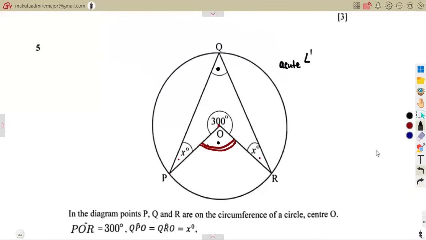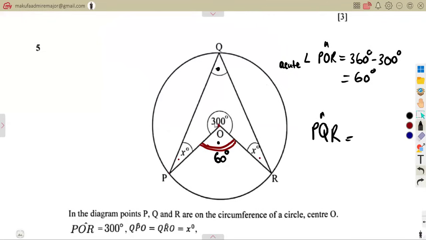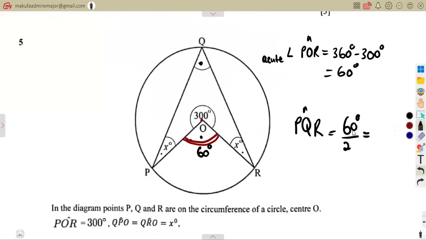So the acute angle POR in this case, remember, angles at a point add up to 360. So it's going to be 360 minus 300 degrees, which is 60 degrees. So if this angle is 60 degrees, we can determine our angle PQR, because we understand that the angle at the center is twice this one at the circumference. So the angle at the circumference is going to be half of this one. If this is twice, the one at the circumference is half of that at the center. So 60 divided by 2 is 30 degrees.